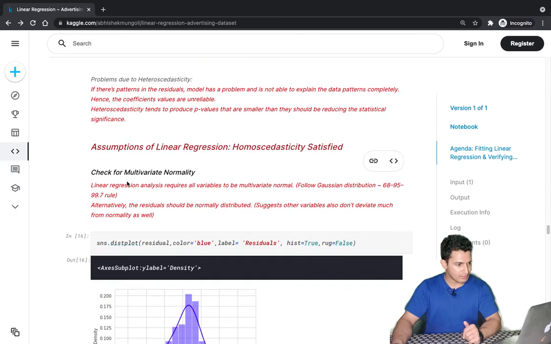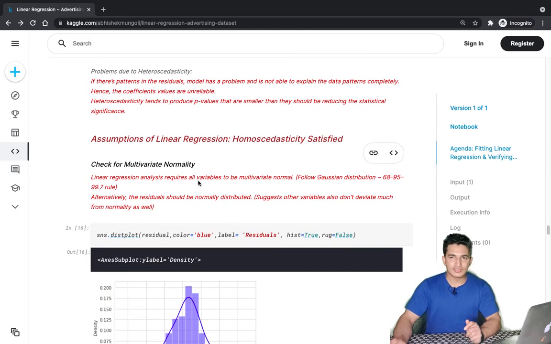Next, let's check for multivariate normality. The next assumption of linear regression is that the residuals should be normally distributed. The reason is that if the residuals are normally distributed, there is no major outlier that can affect our linear regression model, because the loss function of linear regression is ordinary least squares, and if there are outliers, they can impact the regression line, and the line can get tilted more towards the outlier.